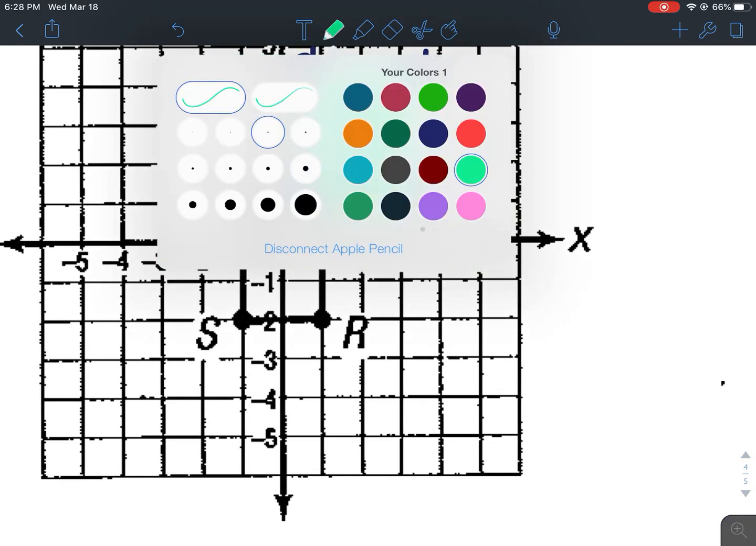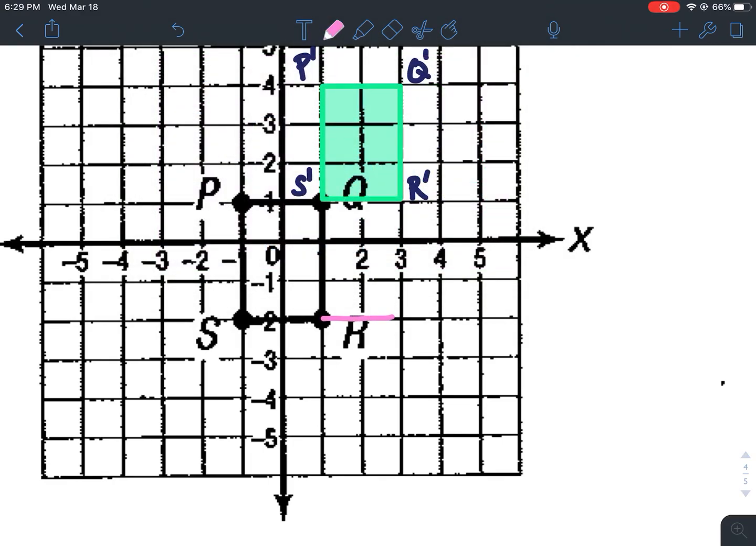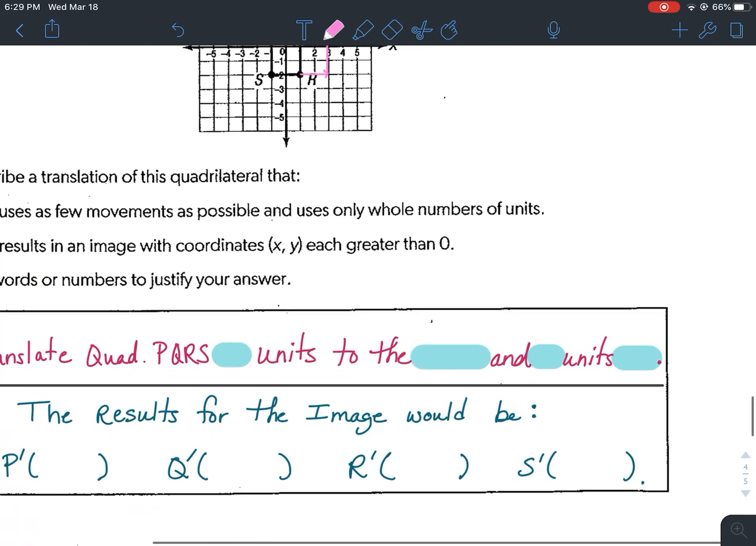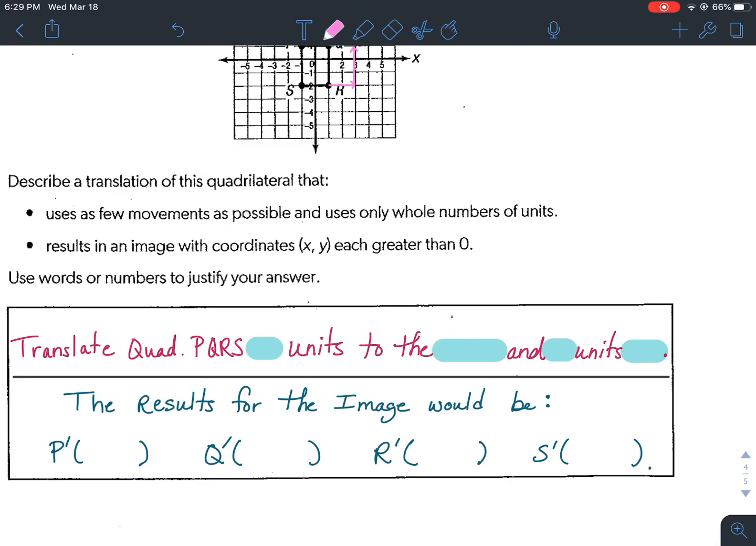Now, we are going to use R and R prime to figure out what the translation was. So we went from here in this direction. So that would be to the right. And then we went from there up to here. So again, I said the word up. So we know our translation went to the right and it went up. Your job is to figure out how many units to the right and how many units up. So down here where it says translate quadrilateral PQRS, blank units to the blank and blank units blank. Well, we can fill in this blank and this blank because I already told you that it was so many units to the right and so many units up. So now you have to figure out how many units to the right did it move and how many units up did it move.